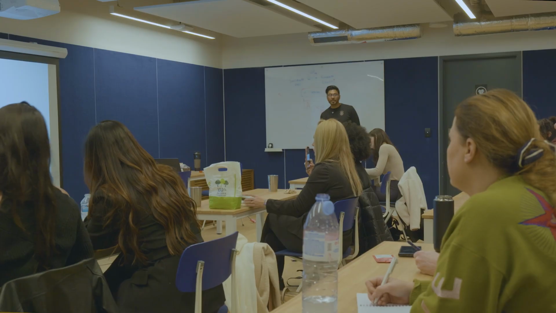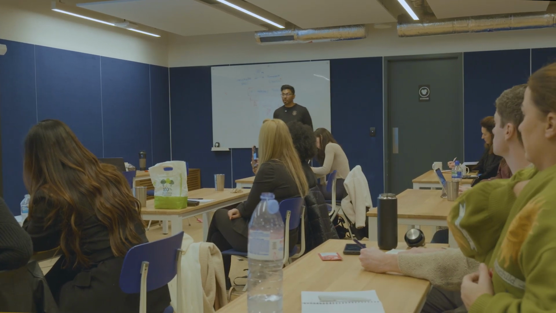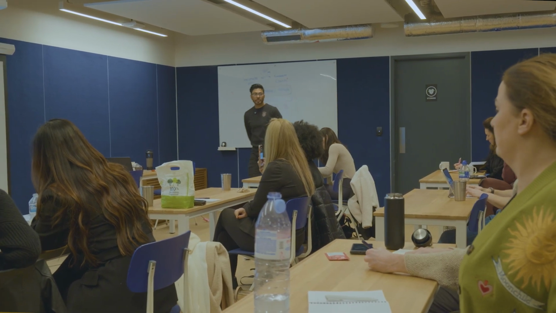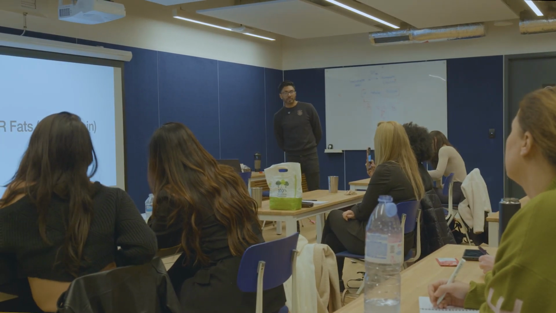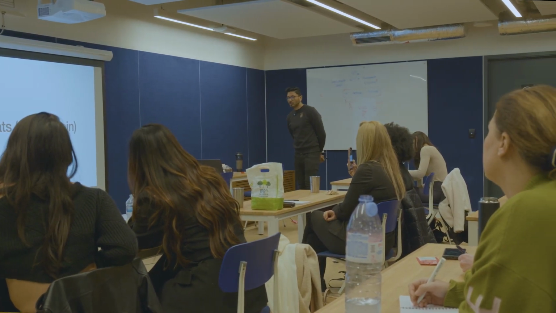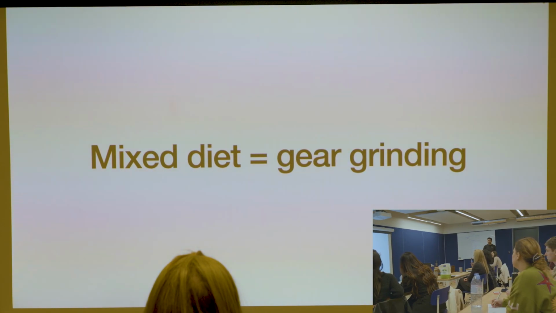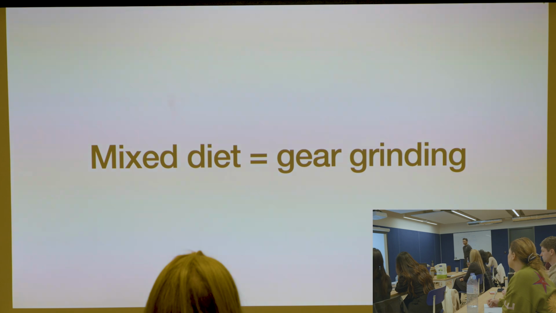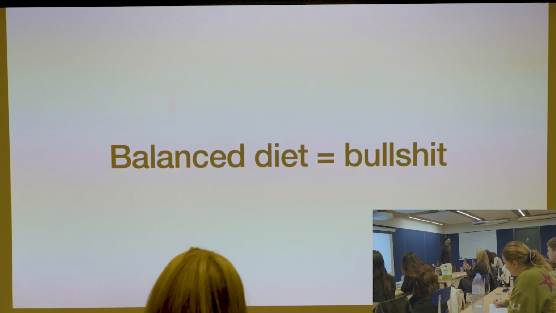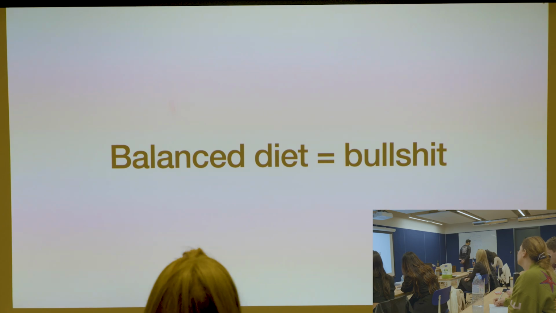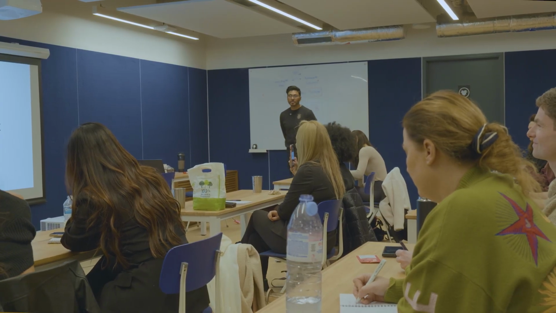You either need to be a vegan or a carnivore, according to our own DNA. Why else would one block the other if we can digest both at the same time? This is how you grind your gears. So in other words, complete and utter bullshit is what a balanced diet is.